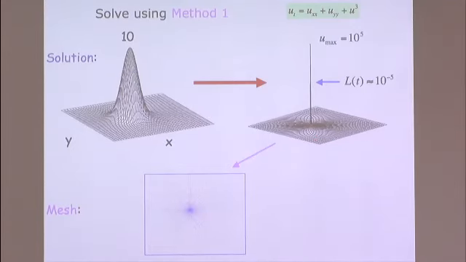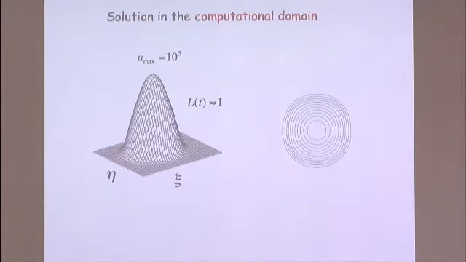What does the computer see? That's what it sees. That's what the solution looks like in this computational domain, which, as I say, is where you should do your calculations. Regular as hell, length scale 1. Job done.